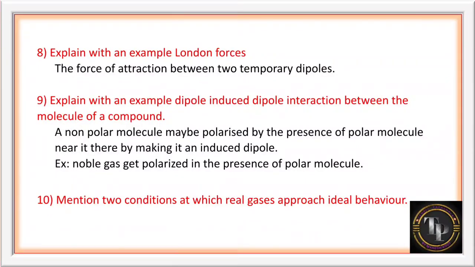Mention two conditions at which real gas approach ideal behavior. So already we have discussed this one. Real gas approaches ideal behavior when temperature is high and pressure is low. Remember, low pressure and high temperature lead real gases to approach ideal behavior. Very important.